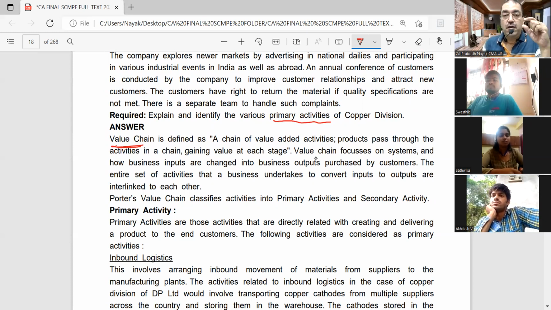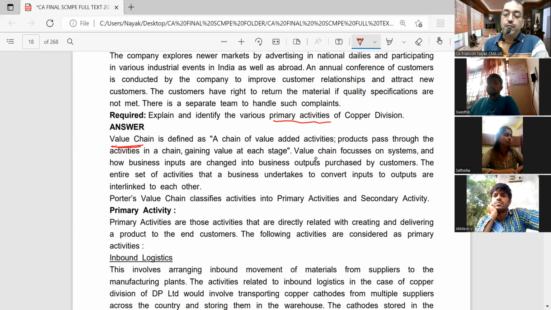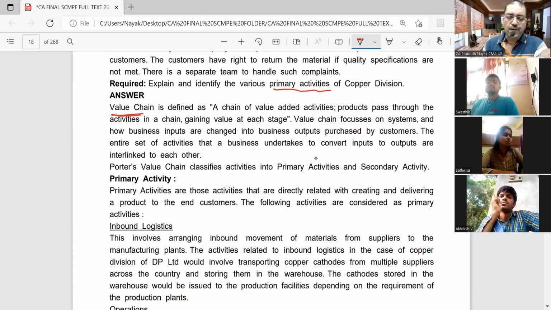Identify the concept involved. What is the concept involved? Value chain analysis. So explain first in brief. Don't write stories. Explain in brief what is value chain. Definition of value chain: a value chain is a chain of value-added activities, products passing through the activities in a given chain. Value chain focuses on systems and how business inputs are changed into business outputs purchased by customers. Finished. 2 or 3 lines.